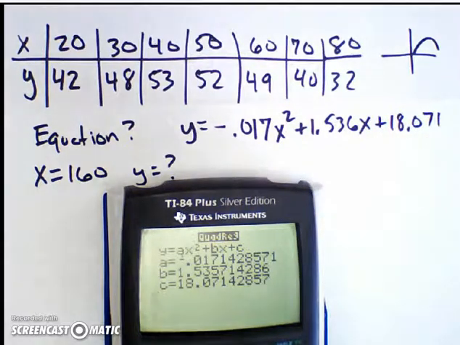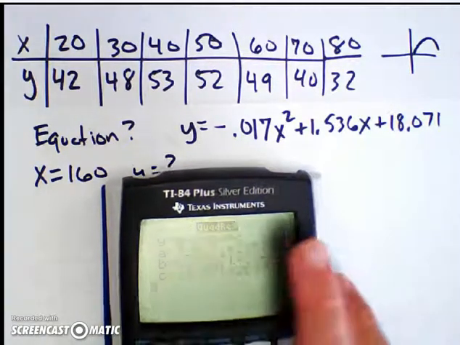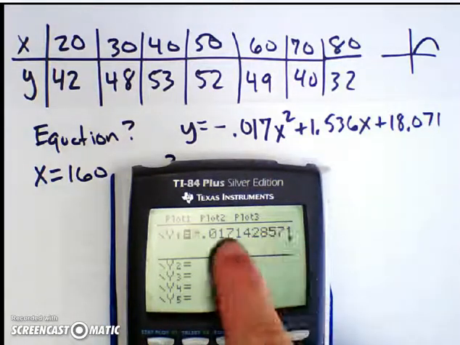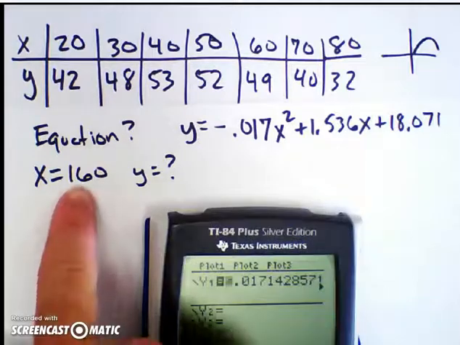Okay. Now, we stored this into my y equals. So if you hit y equals now, that equation is there. Okay. They don't round the decimals, but it's there. And I want to figure out what's going on at x equals 160.